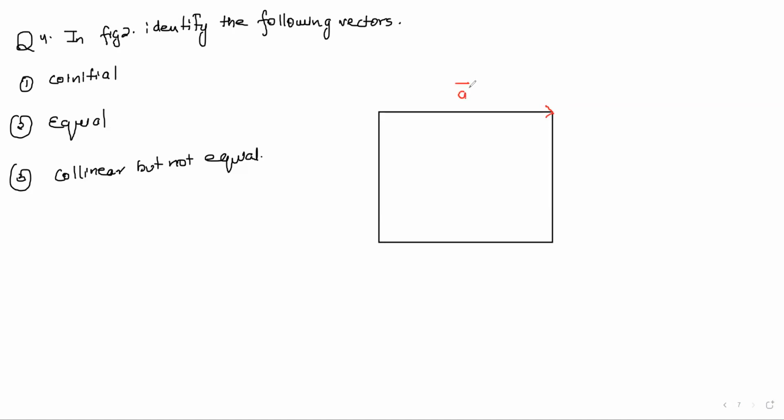This is your vector A. This is your vector D. This is your vector C. This is your vector B. Okay. This is D. This is C. This is A. D. So tell me the answer one by one. First is co-initial vector.